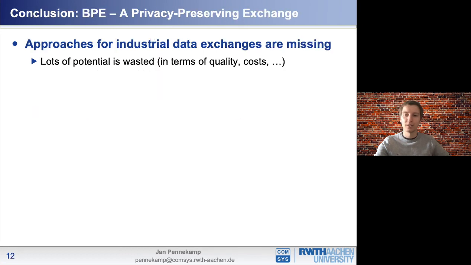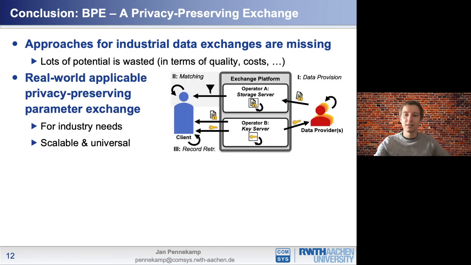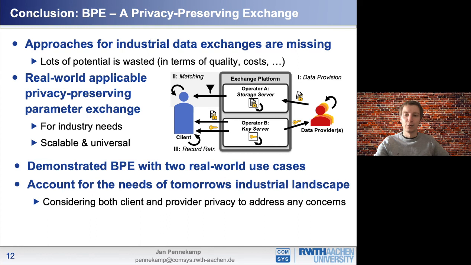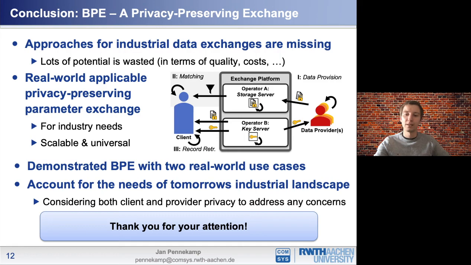Now, to conclude this presentation, we've seen that approaches for industrial data exchanges are currently missing, and because this information is only locally available, a lot of potential is wasted. To address this, we propose BPE, our parameter exchange, which addresses industry needs and is both scalable and universal at the same time. We demonstrated BPE with 2 real-world use cases, of which one I presented here. With BPE, we account for the needs of tomorrow's industrial landscape because we, unlike real world, consider both client and provider privacy. And with this, I would like to conclude my talk and thank you for your attention.